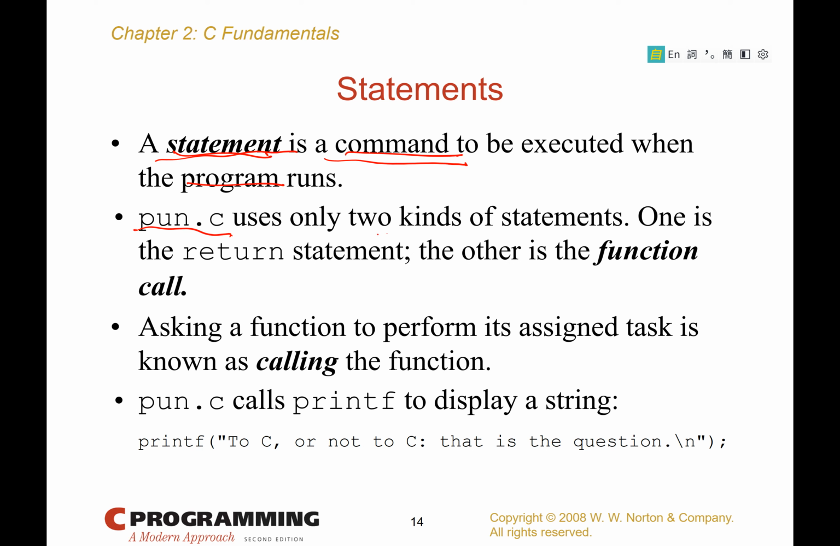Pump.c, the example we just saw, has two kinds of statement. One is a return statement. One is a function call. Function call means you are calling a function, asking a function to perform a specified task. It's similar to you calling someone to do something. Pump.c calls printf to display a string.